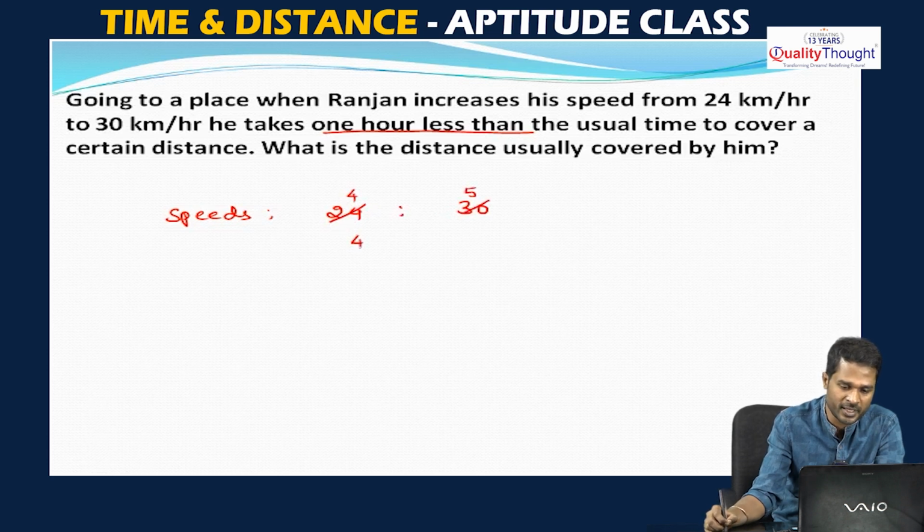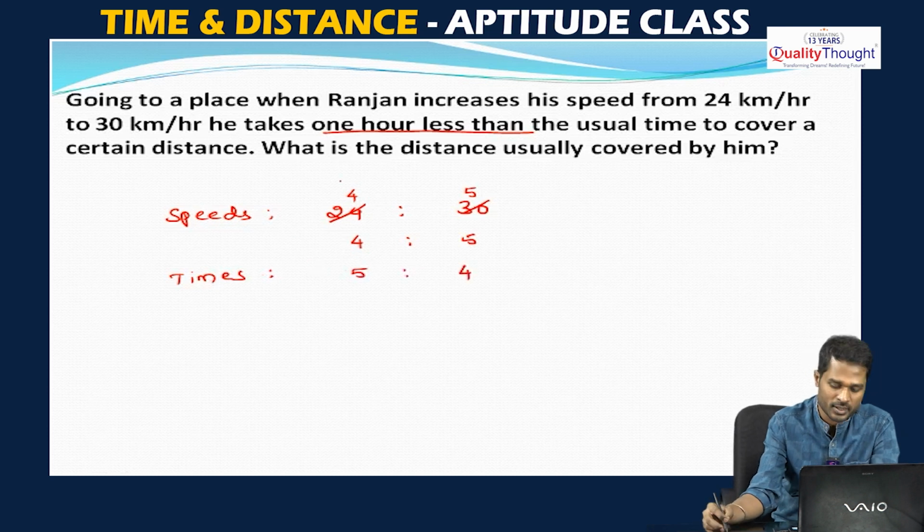So the speeds ratio is 4:5. Now the times ratio will become 5:4. Now what is the difference he has given? Check it here. He has given a difference of 1 hour.